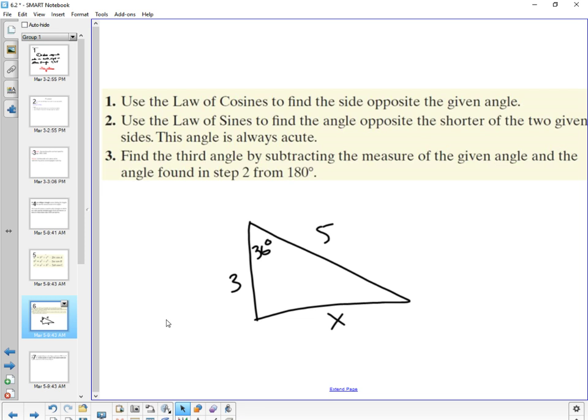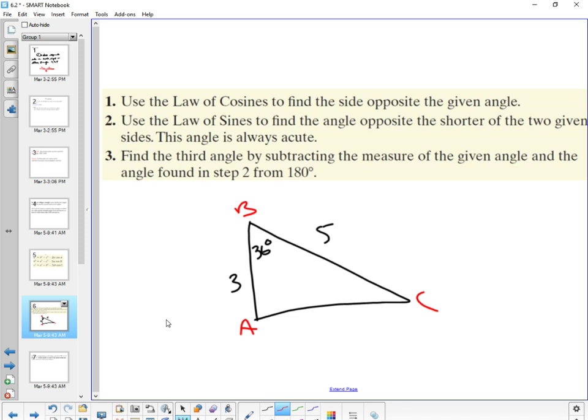Wait, so we can't use law of sines instead? Not here. Because remember, let's get rid of this real quick. I've got this situation, right? And I want to use the law of sines. So let's label some of these. Let's call this A, B, and C. Which ratios would I select from this? I don't have enough information, right? I need 3 of 4 pieces here, don't I?